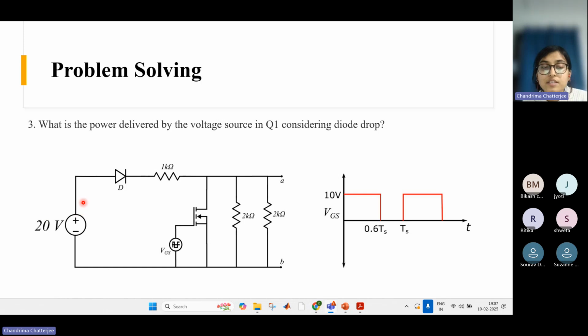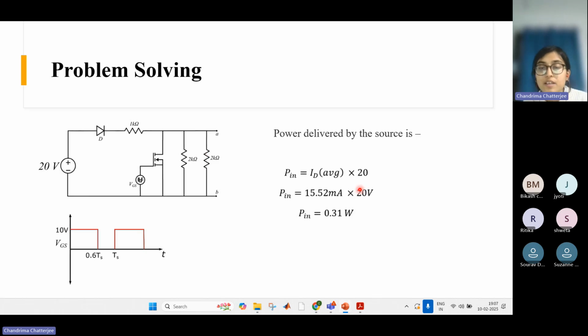Yeah, so what I was saying is that whatever DC current comes out from this source, that current only flows through the diode because they are in series. So we have already calculated the diode average current. What we have to do is simply multiply the average current and the voltage value, which is 20 volt. So this will be the power delivered from the source, 0.31 watt. Okay. Let's go to the next problem.